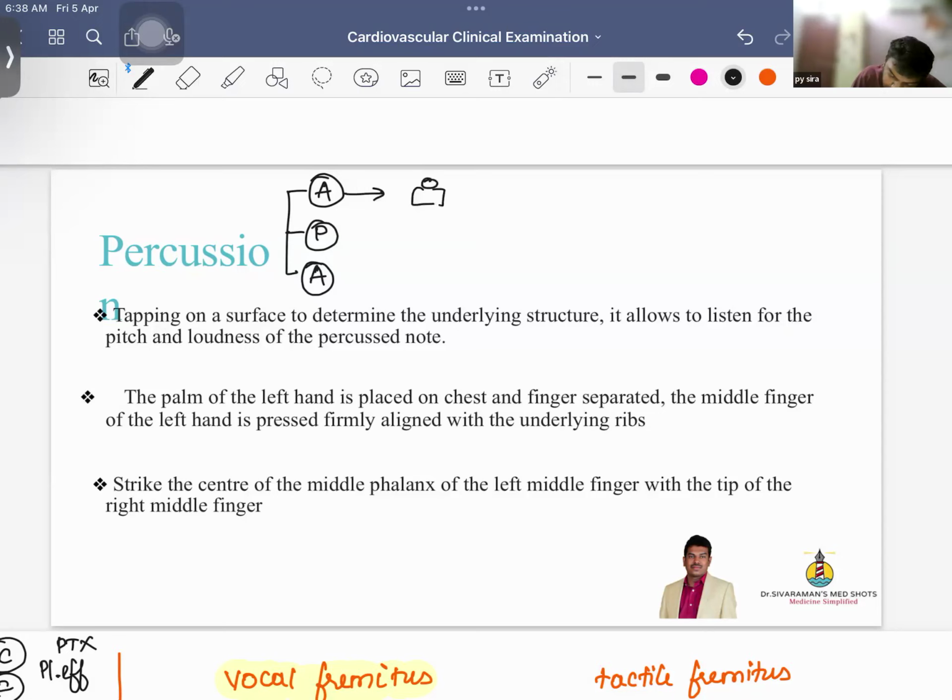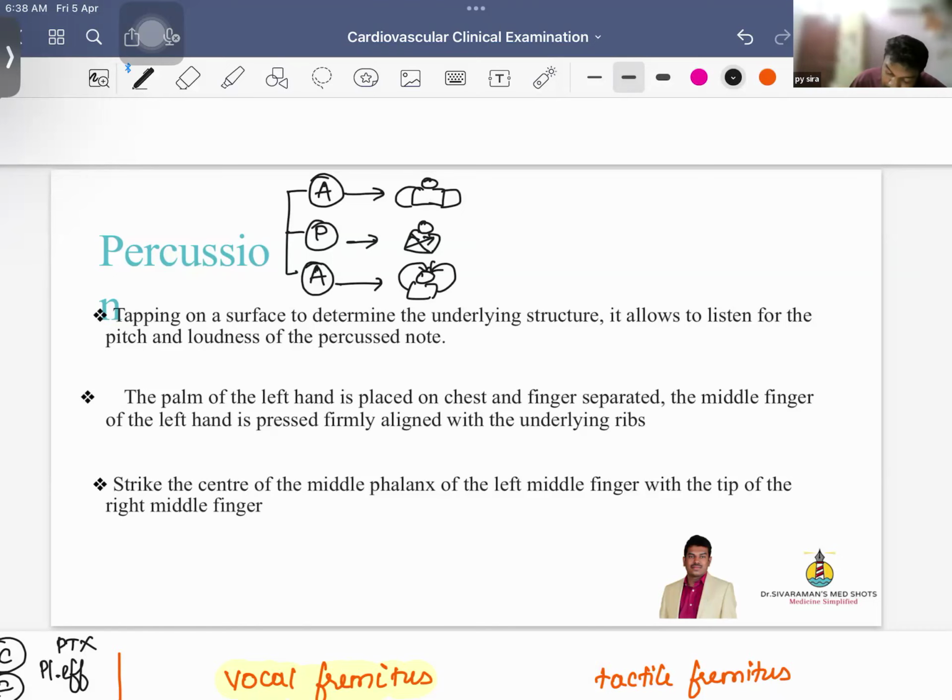sit straight, hands by the side of the patient. For posterior percussion, you make the patient sit like this with the hands crossed like this, and you percuss the posterior part. For axillary percussion, you tell the patient to keep the hands over the head like this. This we have already discussed, I think. So these are the methods of percussion and how the patient has to be positioned.